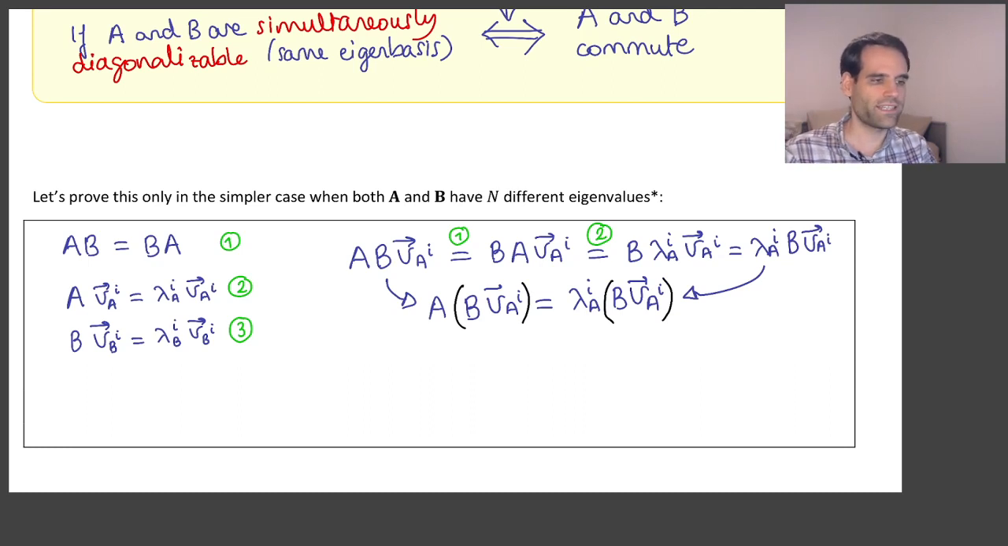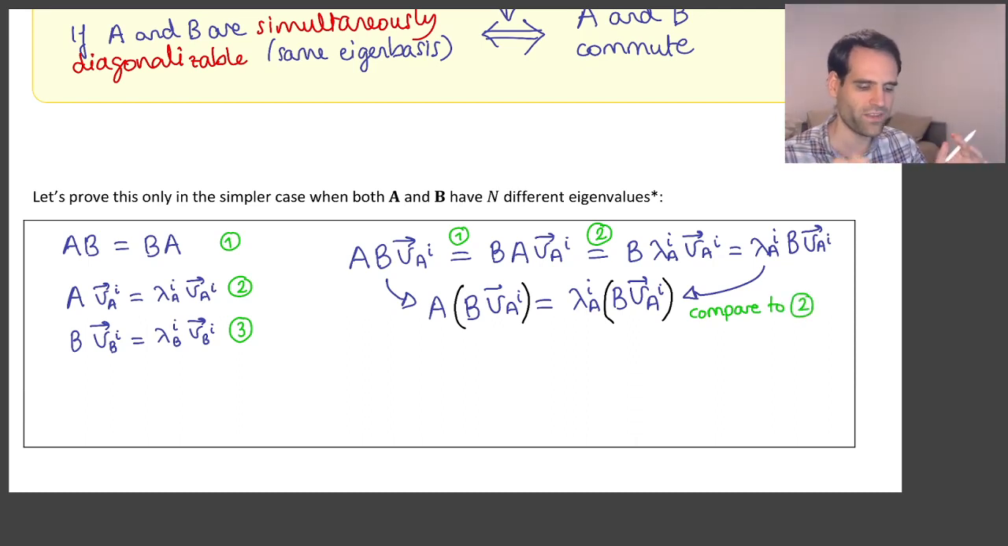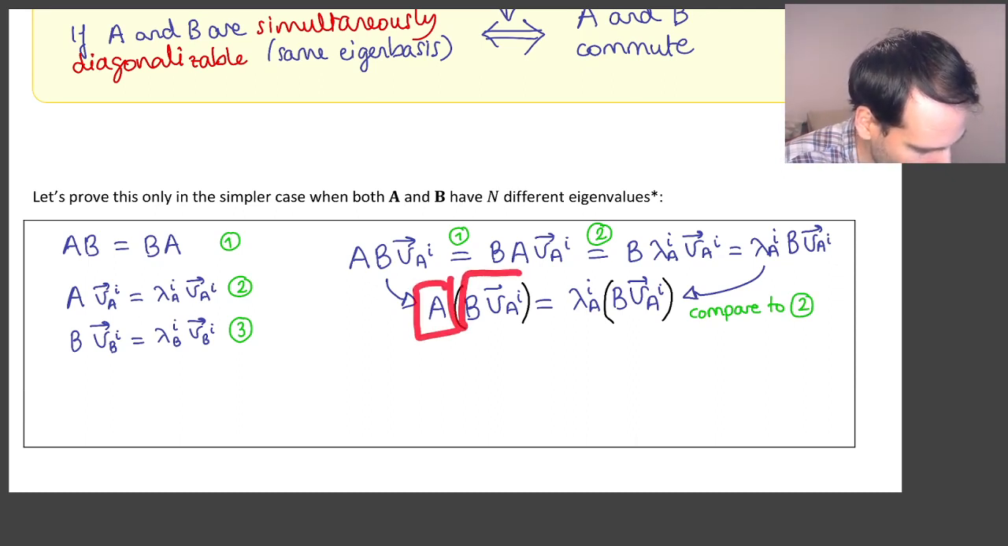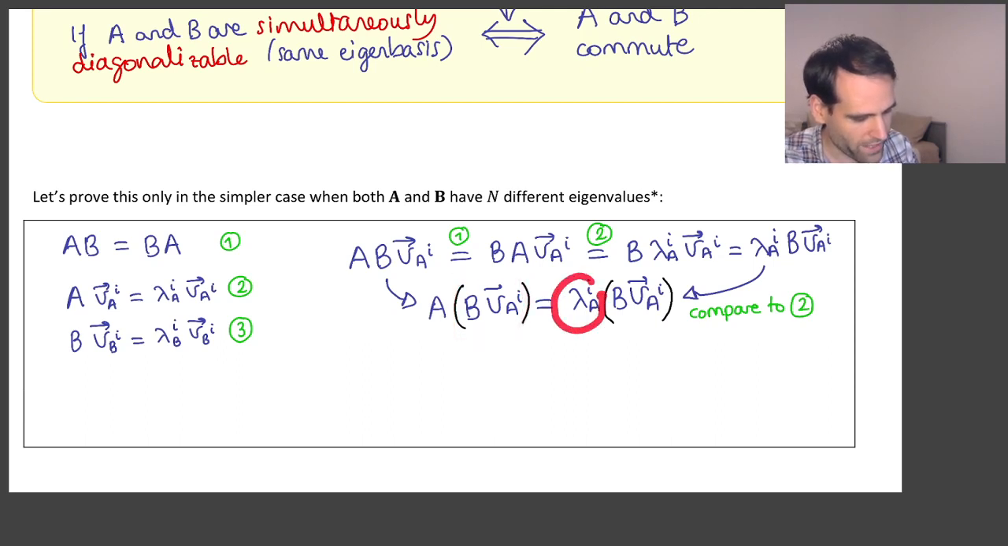And what do you notice now? Now you notice that this expression can be compared to expression 2, to our assumption 2, which is the definition of the eigenvectors of A. So you can see that matrix A times something which is a vector, because a matrix times a vector is a vector, is equal to the eigenvalue of A times the same vector.